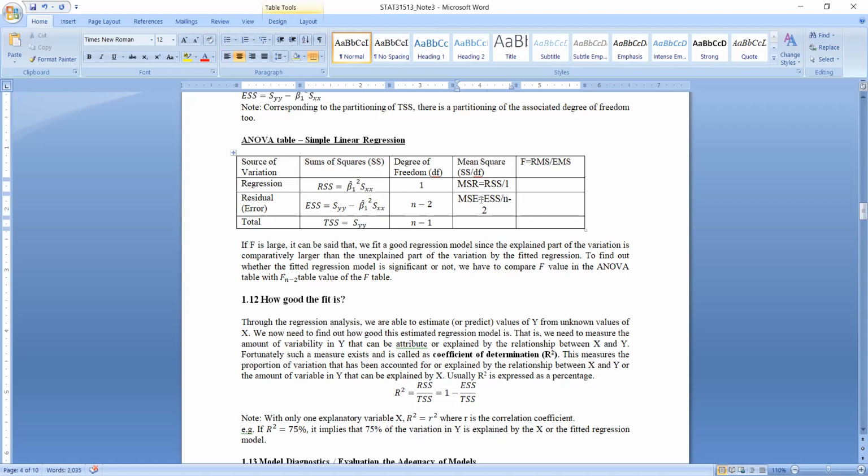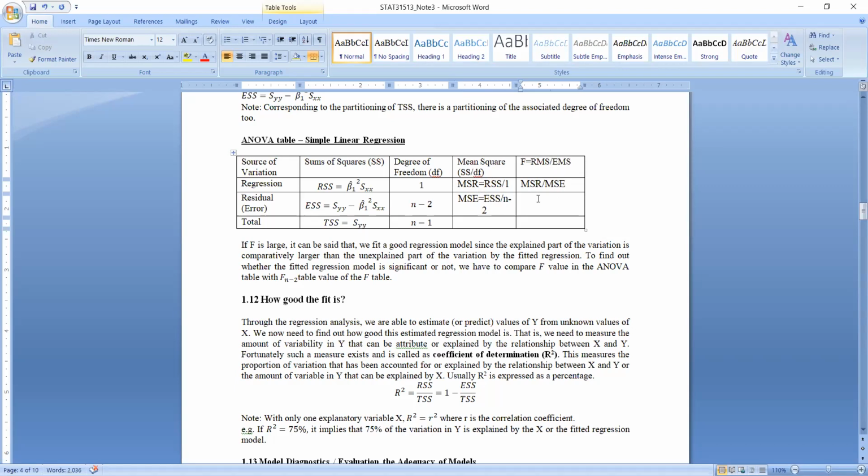So you have the mean square error and the mean square regression. For the total, we are not interested in calculating a mean square value. Then we can take the ratio, dividing these two mean squared values, to obtain the F value, the F statistic. So you take the mean square regression and divide it by the mean square error. This is the same as RMS, EMS, that is, regression mean square, error mean square.